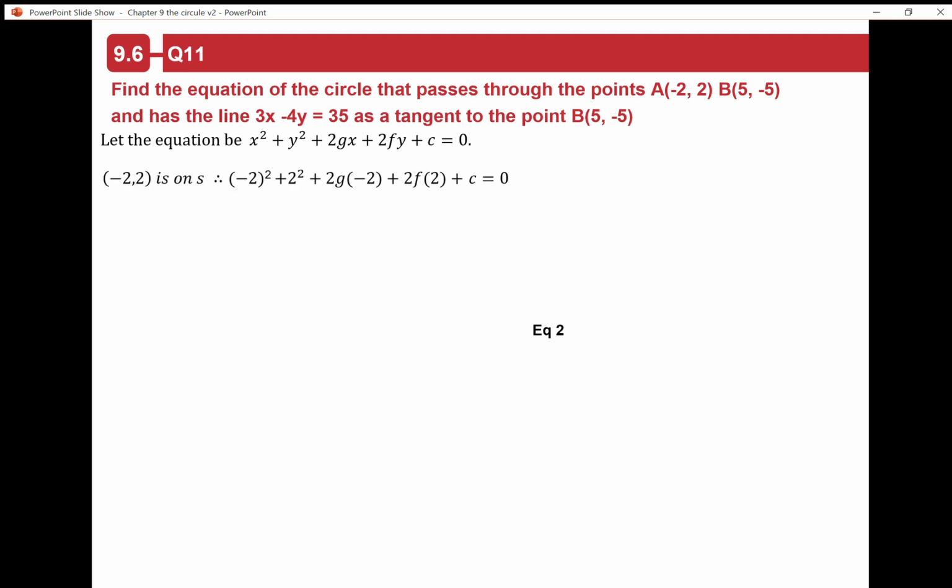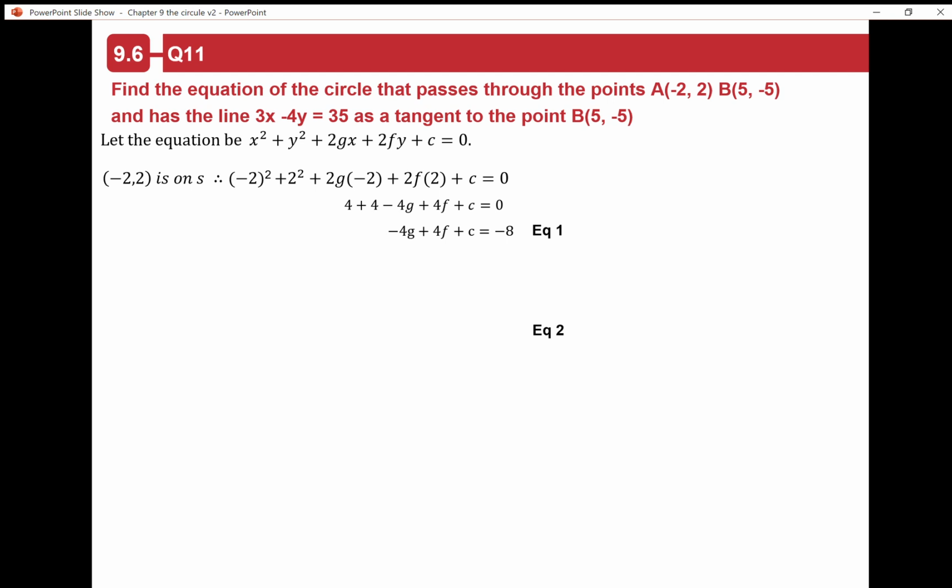We're told that minus 2, 2 is on our circle, which means that minus 2 squared plus 2 squared plus 2g times minus 2 plus 2f times 2 plus c equals 0. This gives us 4 plus 4 minus 4g plus 4f plus c equals 0. And then adding together our like terms and bringing our constant to the other side gives us minus 4g plus 4f plus c equals minus 8. Let's call that equation 1.